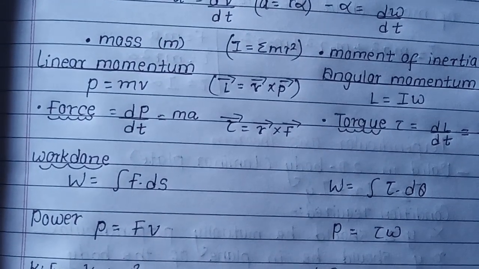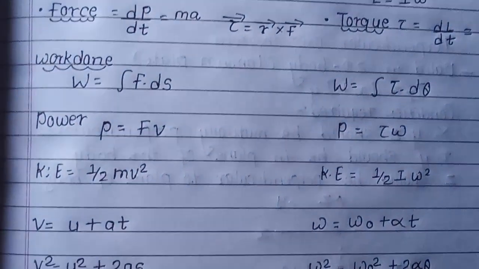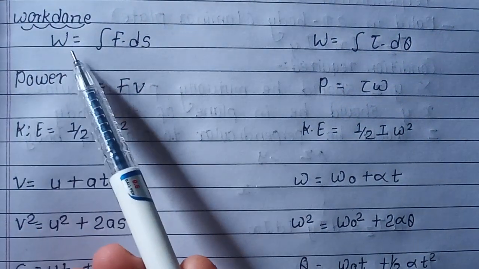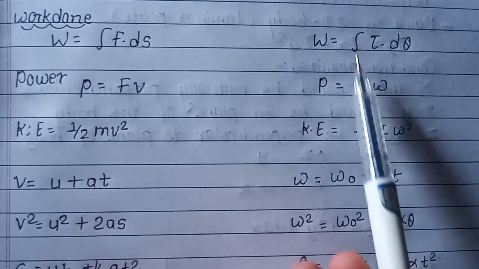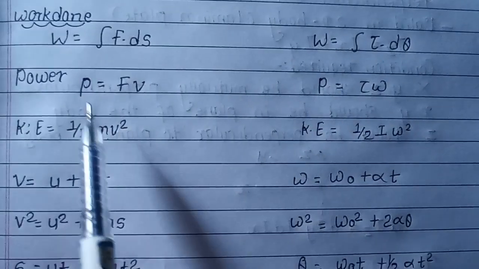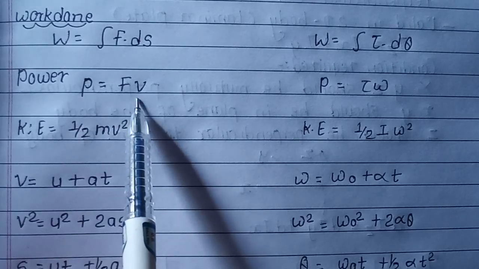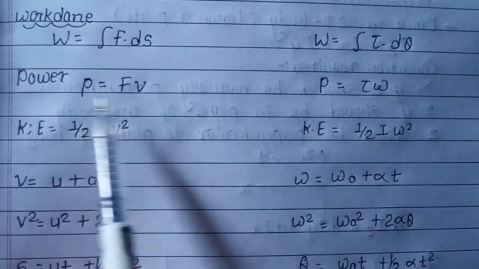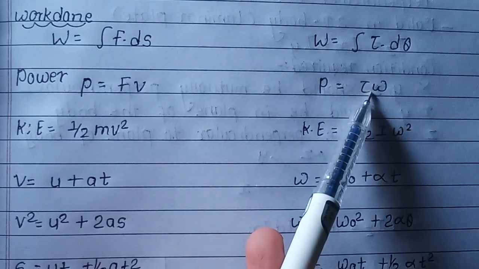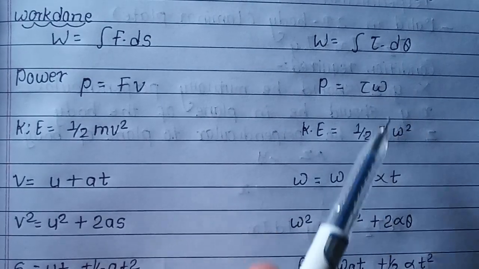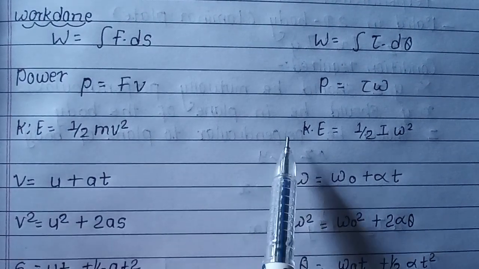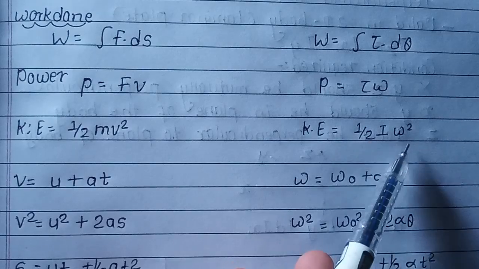And work for the translational motion is force into displacement. Here it is torque into d theta, the angular displacement, and power is F into v, force into velocity, and here torque into omega, which is the velocity in angular terms. And kinetic energy is 1 by 2 m v square, and here kinetic energy is 1 by 2 I omega square.